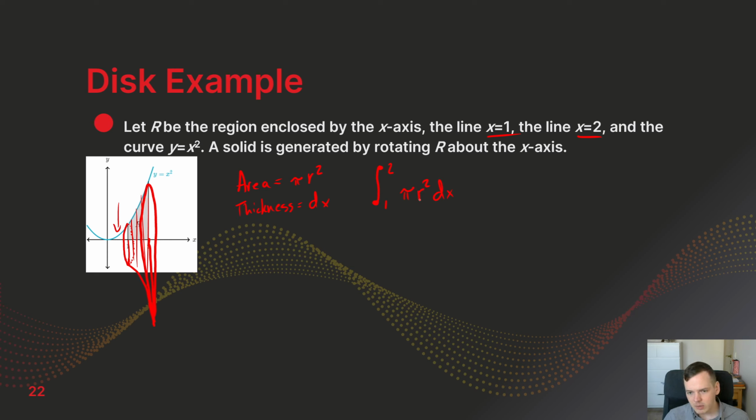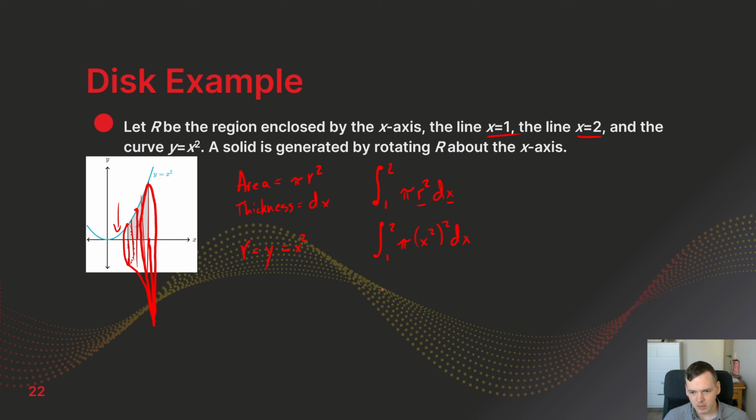The problem here is we can't integrate r dx, so we need to rewrite r as a function of x. Well, we do know that r is equal to y, because you can just look at the diagram and see that from the middle up to the function, that's our radius. And y is also equal to x squared. So coming back over here, we integrate from 1 to 2 of pi times x squared dx. And then from this point forward, it's just a simple, straightforward integration.